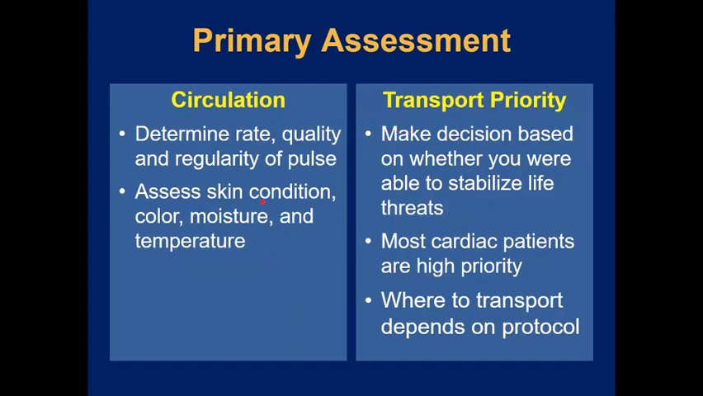Assess the pulse and circulation, skin condition, color, temperature, moisture. Pale, clammy is never good. Determine the rate, quality, and regularity of the pulse. These are high priority patients who need to go to the hospital very quickly. We have a luxury in Chapel Hill in that you can't throw a rock without hitting a hospital, but depending on where you end up working, you may need to know differential transport decisions based on the complaints. Some hospitals may be heart centers, some stroke centers, some can't do either, and so cardiac patients should ideally go to a heart center. Here, UNC and Duke are both heart centers.